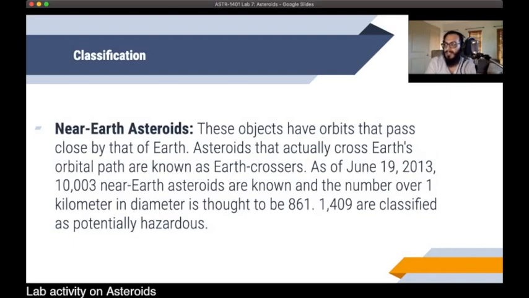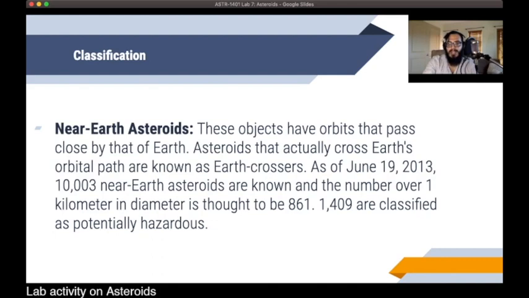Asteroids that actually cross Earth's path or Earth's orbital path are known as Earth crossers. As of June 19, 2013, 10,003 near-Earth asteroids are known, and the number over 1 kilometer in diameter is thought to be 861, and there are 1,409 classified as potentially hazardous.